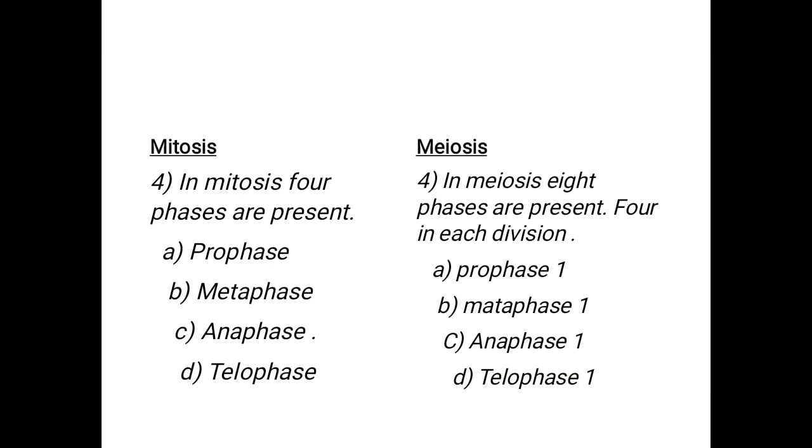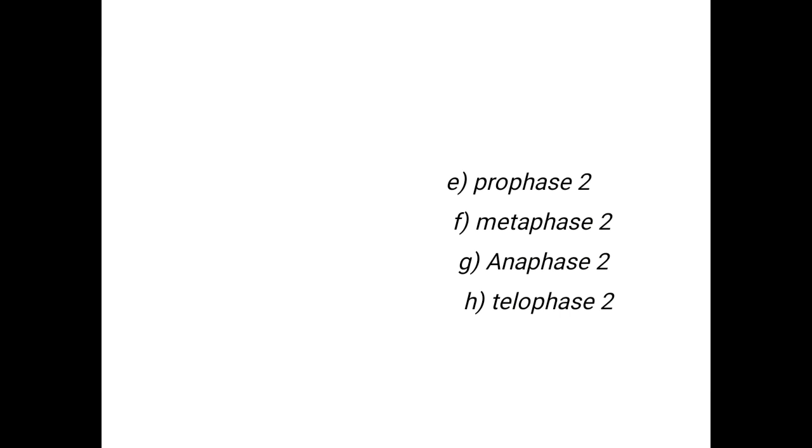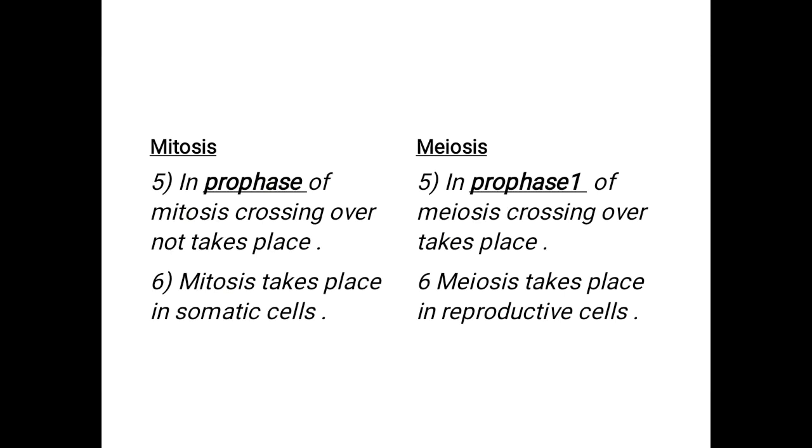The fourth difference between mitosis and meiosis is, in mitosis, four phases are present: prophase, metaphase, anaphase, telophase. In meiosis, 8 phases are present, 4 in each division. It means 4 in meiosis 1 and 4 in meiosis 2. In meiosis 1, prophase 1, metaphase 1, anaphase 1, telophase 1 are present. In meiosis 2, prophase 2, metaphase 2, anaphase 2, telophase 2 are present.